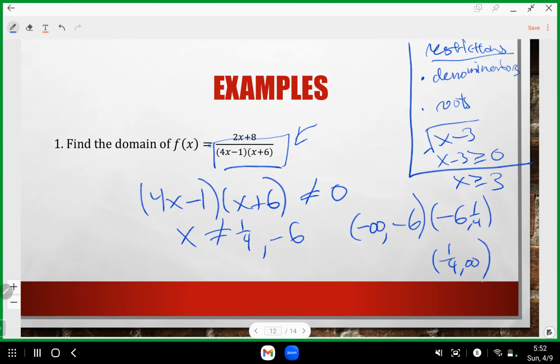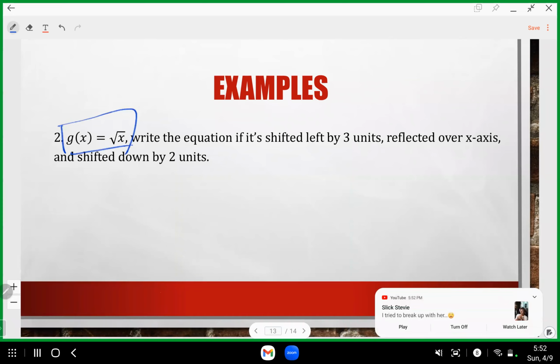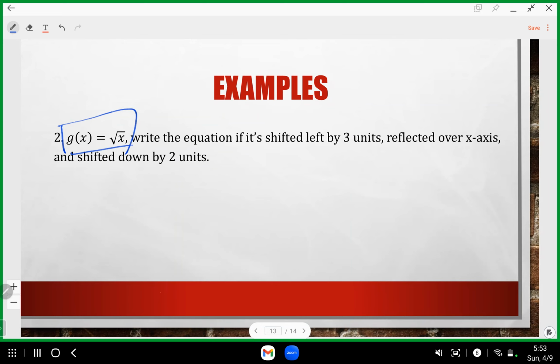Now let's look at our last one, which I really want to touch on. This time, g of x is an actual function, the square root of x. So we need to write an equation if it's shifted left by 3 units, reflected over the x-axis, and shifted down by 2 units. Shifted left by 3 units, that's a domain change. Next, it's reflected over the x-axis, meaning it's reflected up and down. That's a range change. Shifted down, that's another range change.